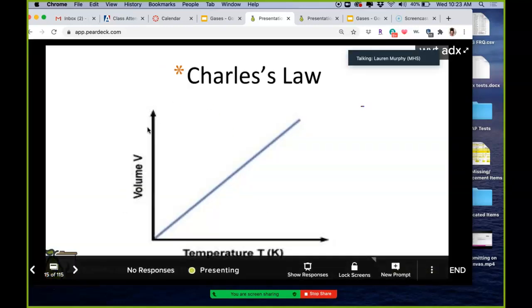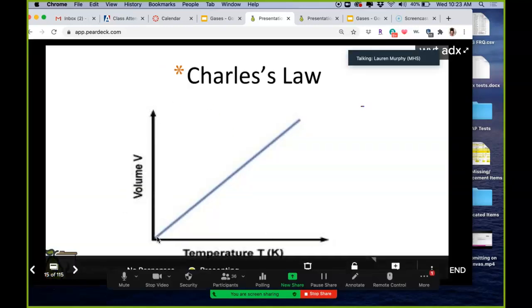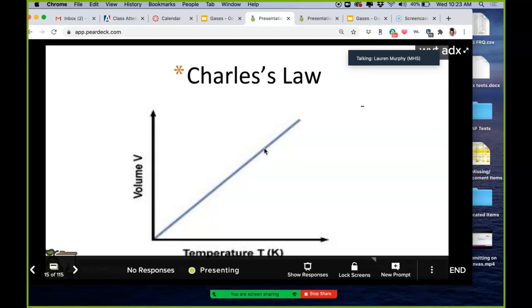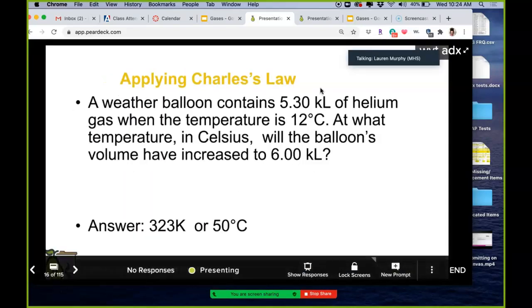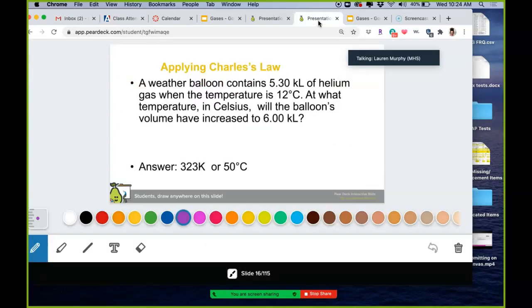So this is a picture of exactly what a direct relationship looks like. If you move temperature up, the volume moves up. If you move temperature down, the volume moves down, a direct proportion. Okay, so let's do a practice problem. A weather balloon contains 5.30 kiloliters of helium gas, and I give you a temperature, and then I ask for a new temperature in Celsius, if the balloon's volume has increased to 6 kiloliters.